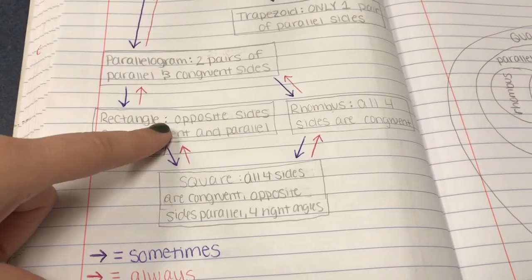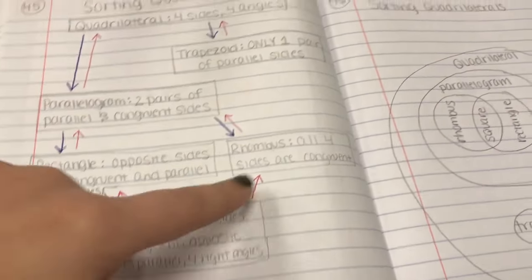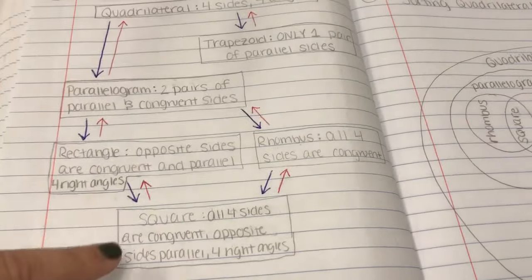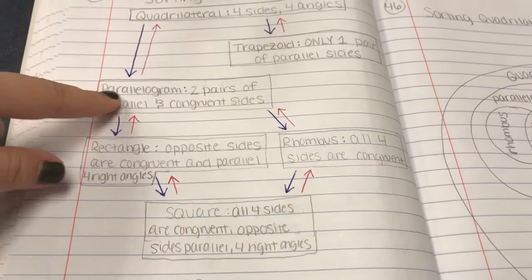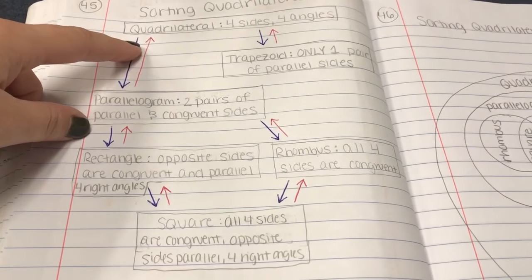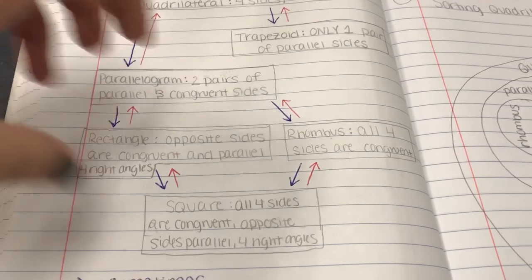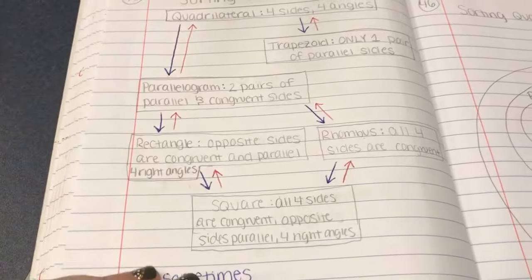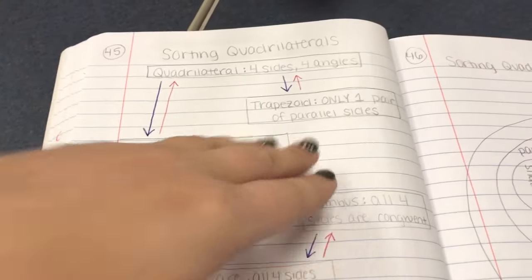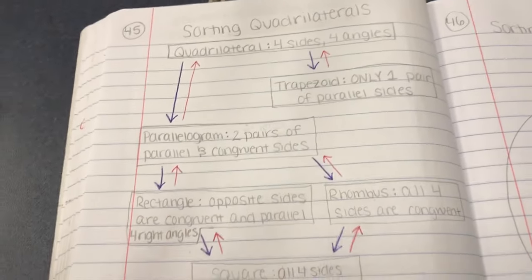So a square is always considered to be a rectangle. A square is always considered to be a rhombus. A square is always considered to be a parallelogram. A square is always considered to be a quadrilateral. Because the parallelogram and quadrilateral have the widest range of requirements, there's a lot more shapes that fall underneath them, where the trapezoid is a more specific shape.